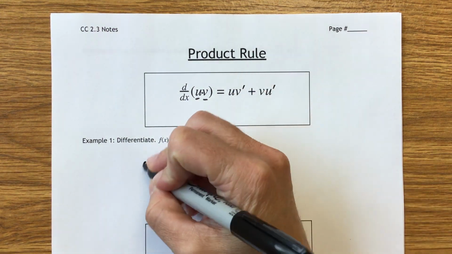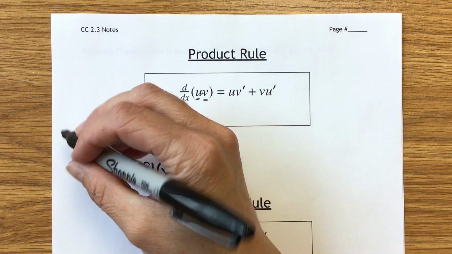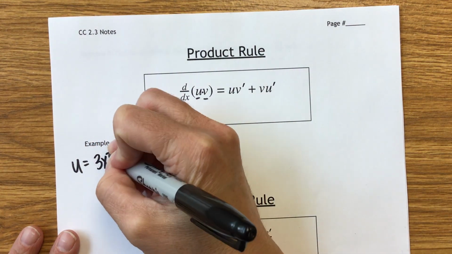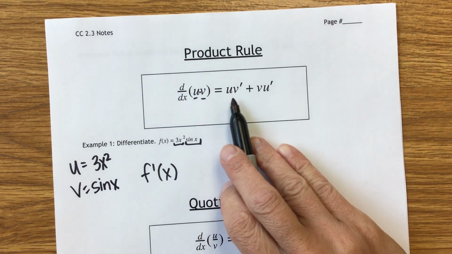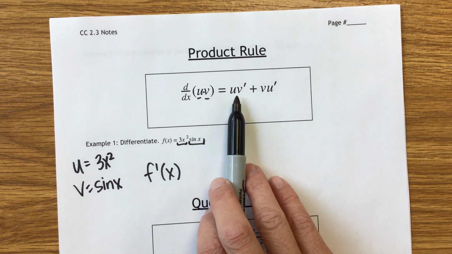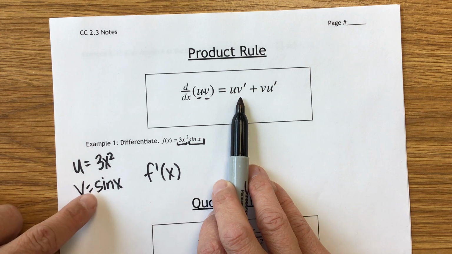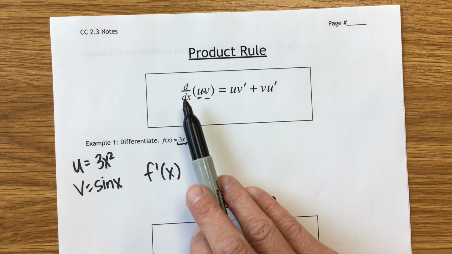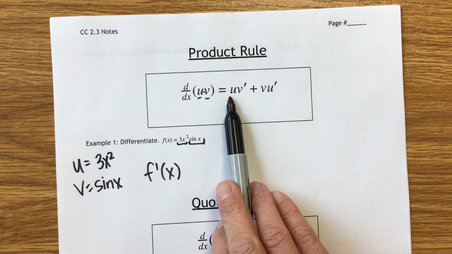So we'll try it for example 1 here. One of the things I like to do is make sure that the u and the v are defined. So in this problem, the u is 3x squared, and the v is sine of x. So then when you go through and follow the formula, every time you see a u, you'll use 3x squared, and every time you see a v, you'll use sine of x. So differentiate means find the derivative.